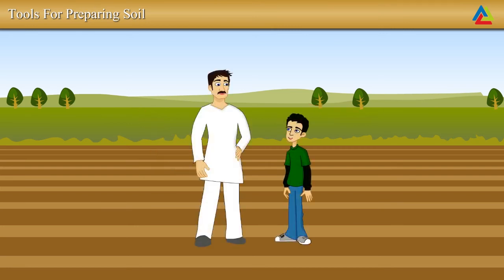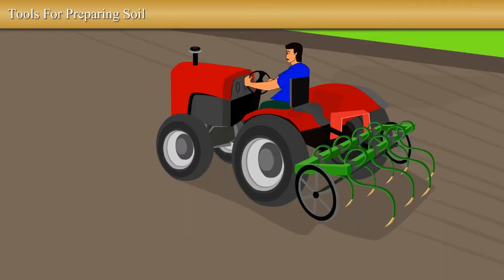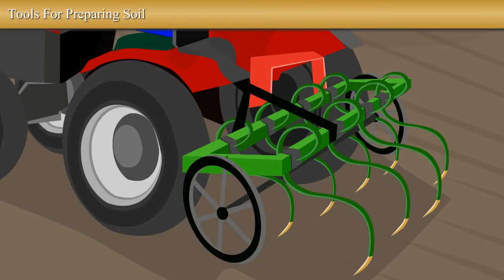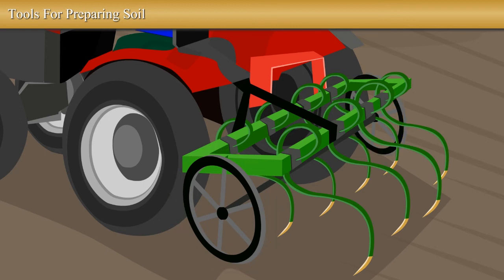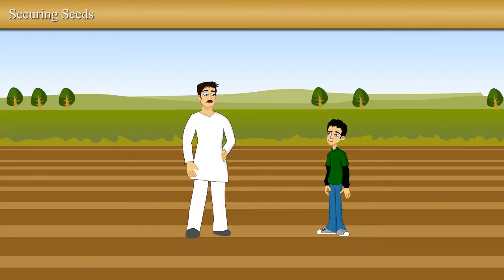Can we have a look at cultivator? Sure, here it comes. A cultivator has a set of iron teeth attached to a rectangular frame and a pair of wheels. When a cultivator is pulled by a tractor, the teeth assist in breaking the soil. Use of a cultivator saves labor and time. After the soil is prepared in the field, we have to sow the field. But before sowing, good quality seeds are selected.